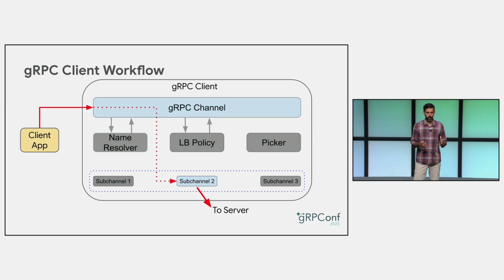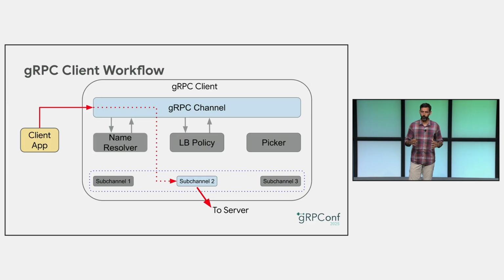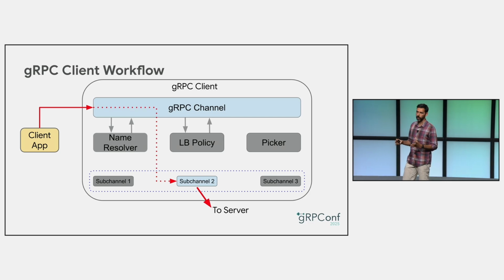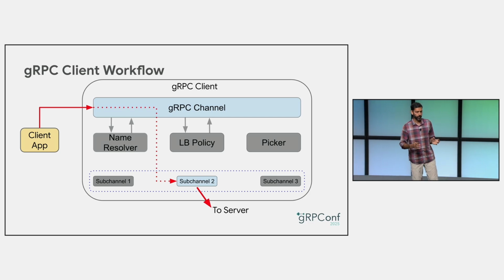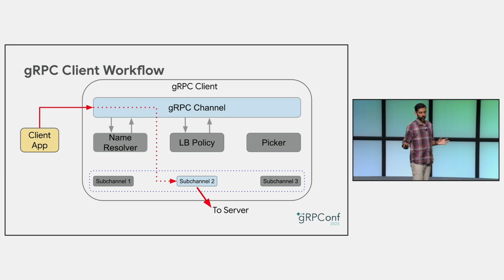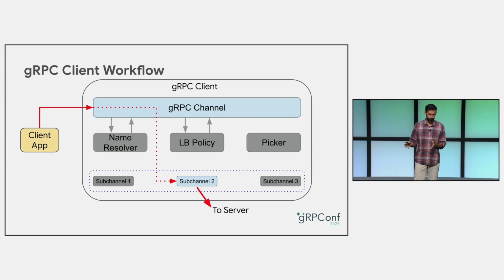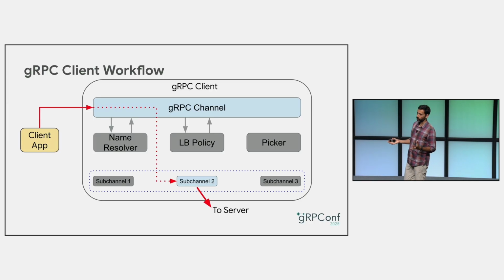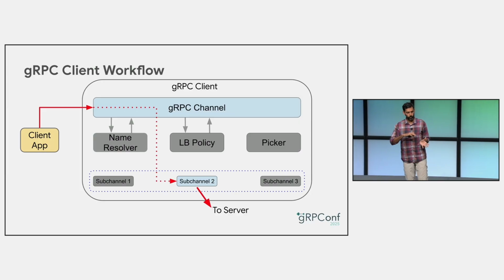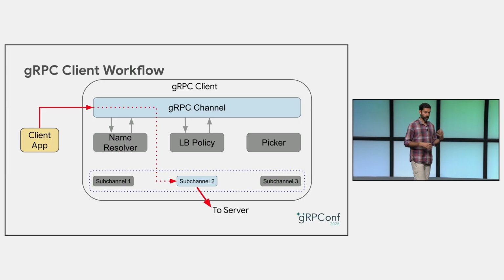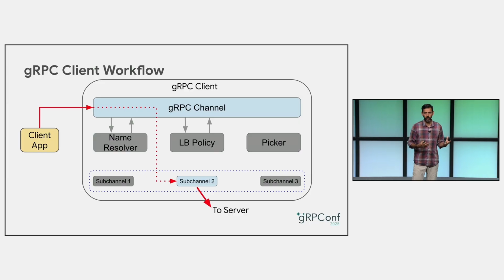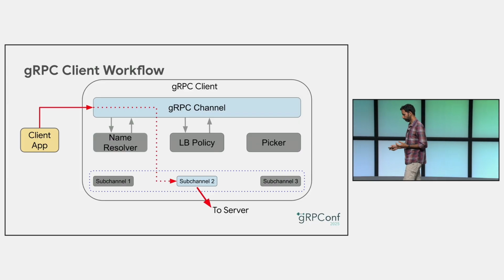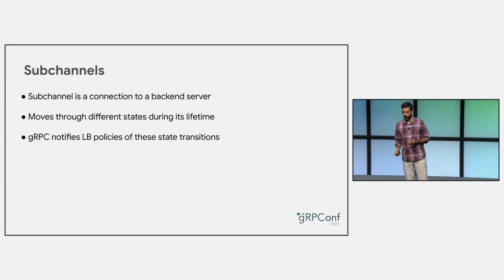Now, it's important to notice a few things here. The name resolver can come back with updated addresses and service config at any point in time. When that happens, the channel takes care of sending that update to the LB policy. Similarly, subchannel connectivity state can change at any point in time, and that is also communicated to the LB policy. And based on these asynchronous events, the LB policy would create a new picker and send it to the channel. Cool.